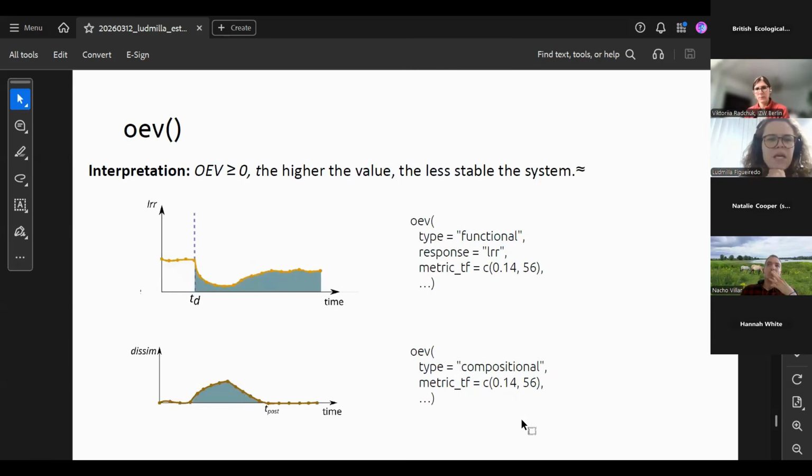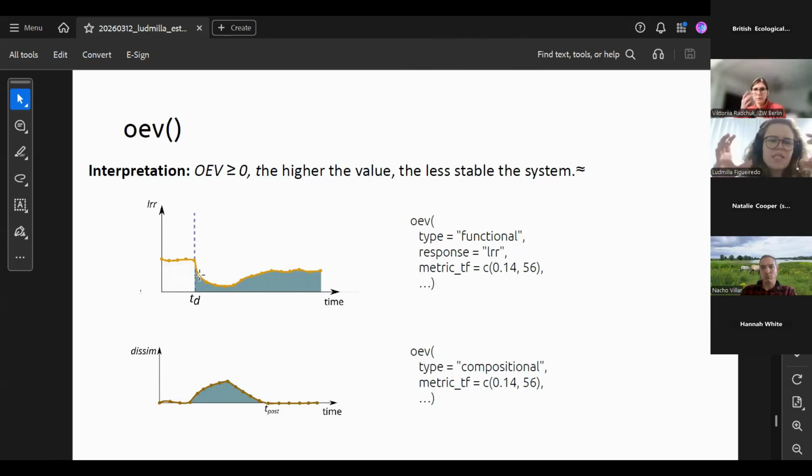And finally, we have the overall ecological vulnerability, the OEV metric, that measures the area under the curve of your response.